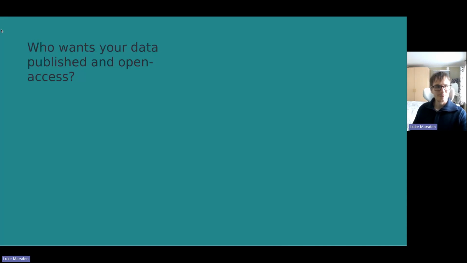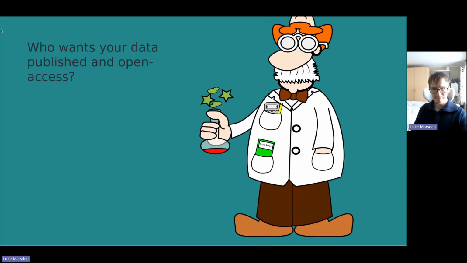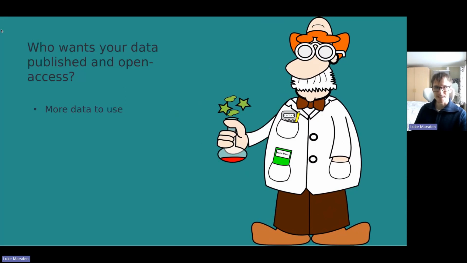The other people who want your data published are other scientists. This provides them with more data that they can use and increases the efficiency with which we can do science. Academia can be quite inefficient in that when you're trying to tackle a question, people often go and collect new data without exploring whether there's data already out there that they can use instead to answer those questions, which obviously saves time, money, carbon emissions, all of this.